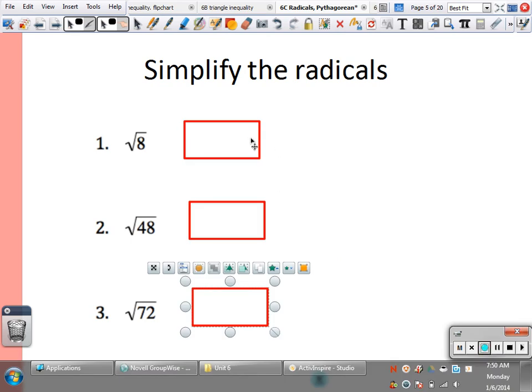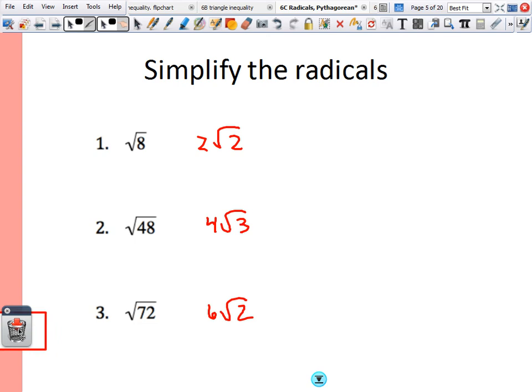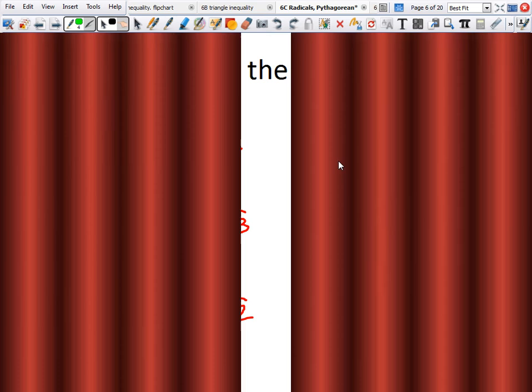Okay, so I've given you a chance to simplify these radicals. The square root of 8 is 2 times the square root of 2. The square root of 48 is 4 times the square root of 3. The square root of 72 is 6 times the square root of 2. Just if you needed a quick reminder, the largest perfect square that goes into 8 is 4. The largest perfect square that goes into 48 is 16. And the largest perfect square that goes into 72 is 36. That's how I did those.